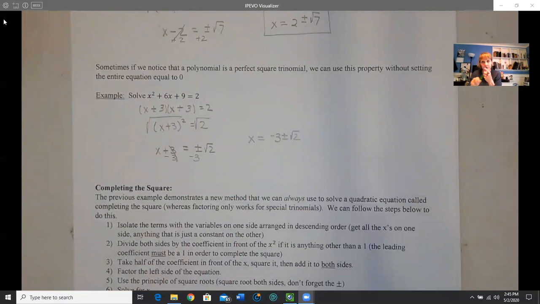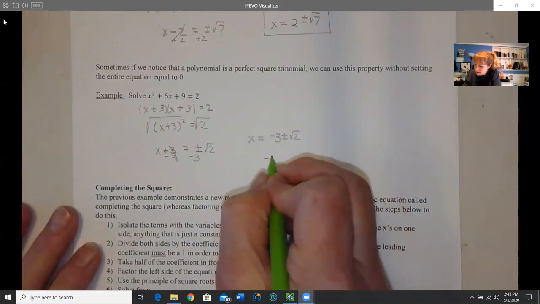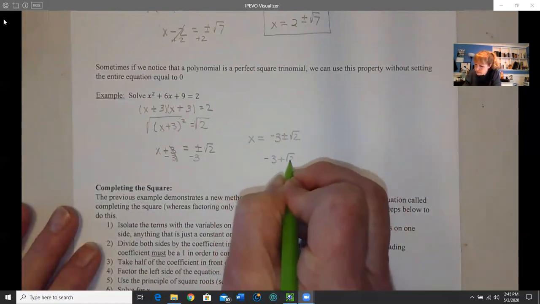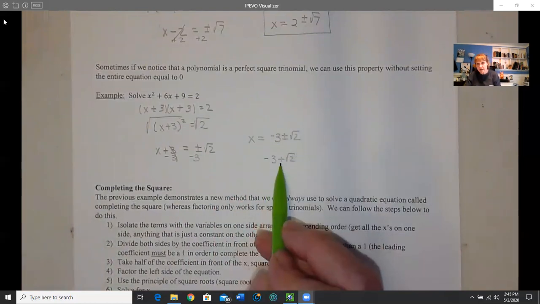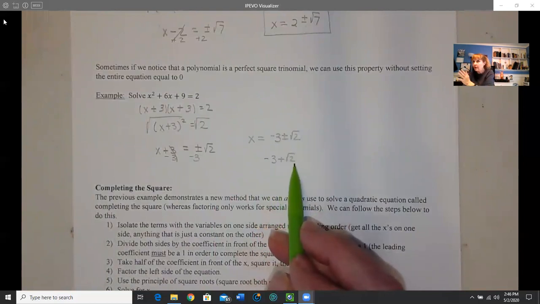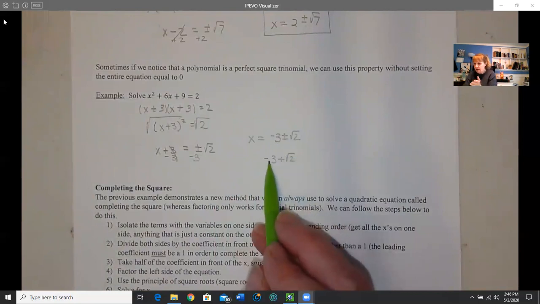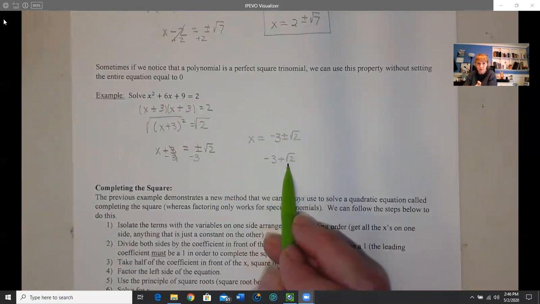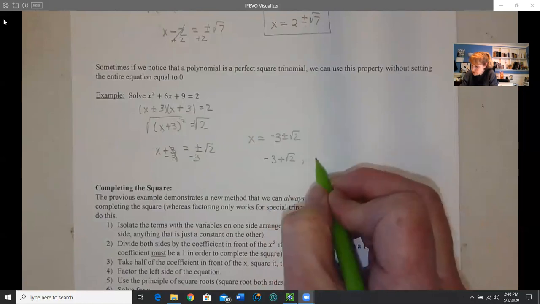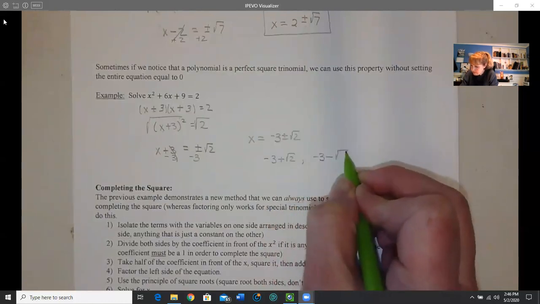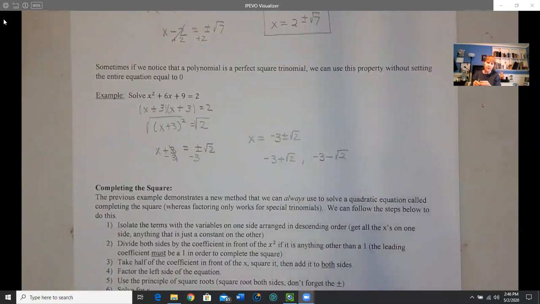Okay, so my solutions are, let me write them out. Negative 3 plus the square root of 2. Square root of 2 is around 1.7. This is irrational, which means it keeps going, it never repeats or stops. You'd have to round it off. So you'd have negative 3 plus approximately 1.71, around in there. And that would be a solution, and negative 3 minus about 1.71 would be the other solution.